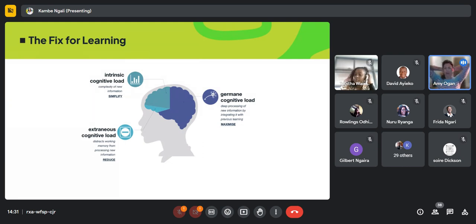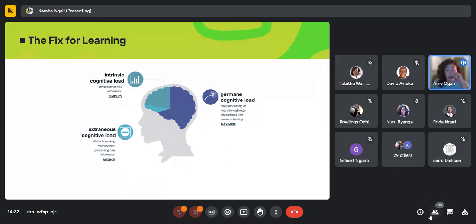Germane cognitive load, I think, maybe is more relevant when we're talking about academic subjects, but we have to remember these three different types in order to be able to figure out how to reduce the extraneous cognitive load, help learners really focus on that germane cognitive load, and to help learners manage the intrinsic cognitive load of difficult tasks.